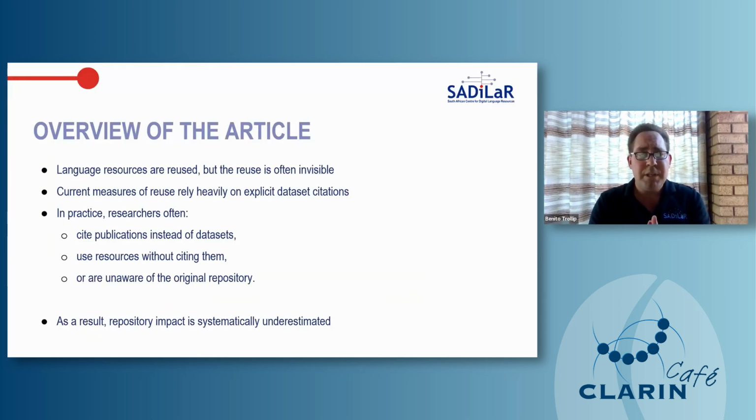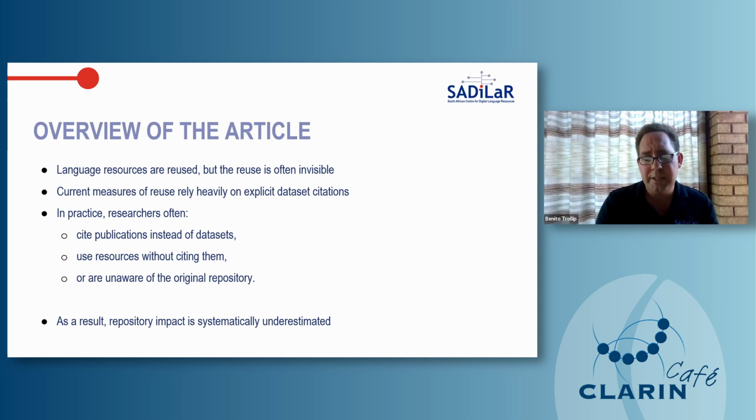But just an overview of the article, what sparked the discussion paper that I went with the idea to Michelle was that I was convinced that language resources are being reused, but they are often invisible when you try and track how they are reused. So current measures of reuse rely heavily on explicit data citations, as we've heard from previous speakers already, that citing data sets proves to be either difficult or something that maybe is not part of the author guidelines, or somebody doesn't think about citing data necessarily, because in practice, researchers often cite publications instead of the data sets.